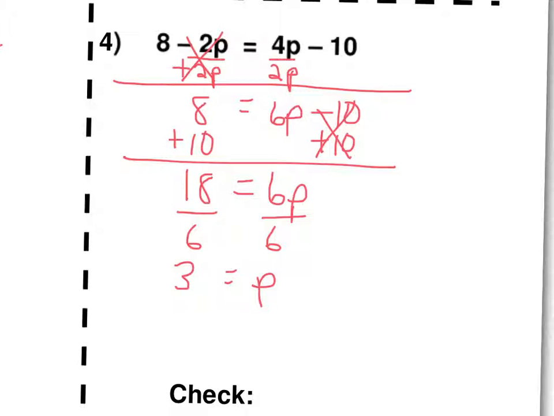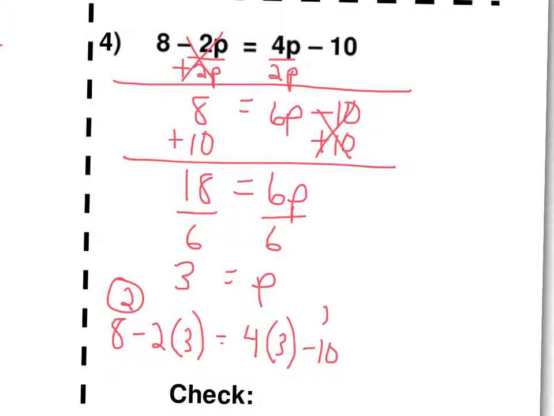And I can check that if I want. I can do 8 minus 2 times 3, that's 6, so I get 2 as that side. And then I can do 4 times 3, which is 12. 12 minus 10 is equal to 2 over there, so that checks.